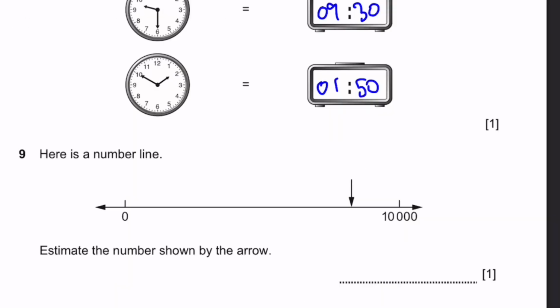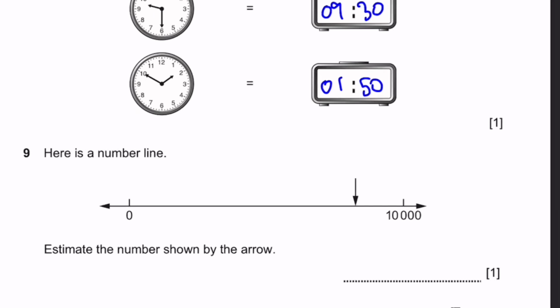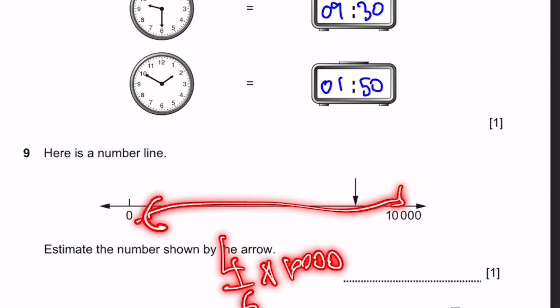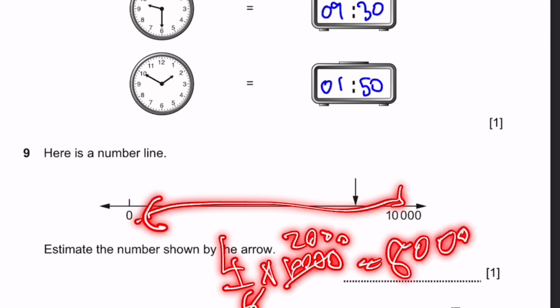Question 9. Here's a number line. Estimate the number shown by the arrow. So we can see here that 1, 2, 3, 4, 5 of the same distance. So we can say that it is 4/5 of the way along from 0 to 10,000. So that'll be 4 by 5 multiplied by 10,000. That's the difference on the number line here. And then we cancel out 2,000 over here. And the answer is 8,000.